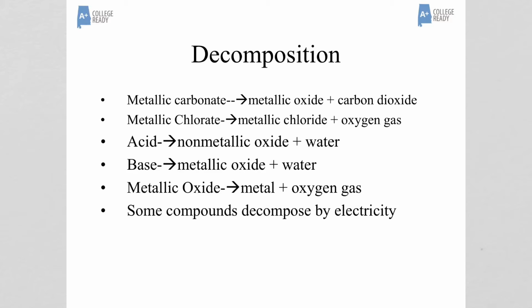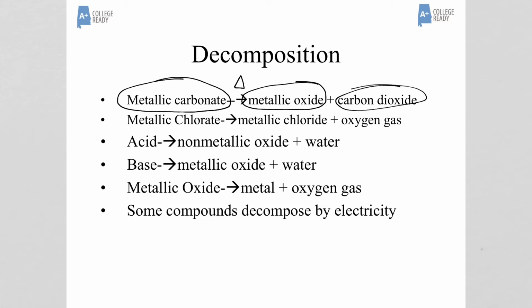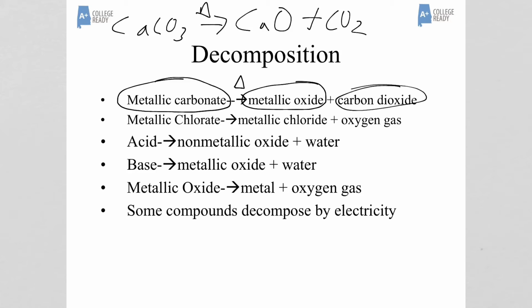We've also got decomposition reactions. There are several types. One is when we take a metallic carbonate and we might heat it, which we might show with the delta sign. Metallic carbonates, when heated, break up into metallic oxides plus CO2. For example, if we had calcium carbonate and we heated it, we end up with calcium oxide plus carbon dioxide.